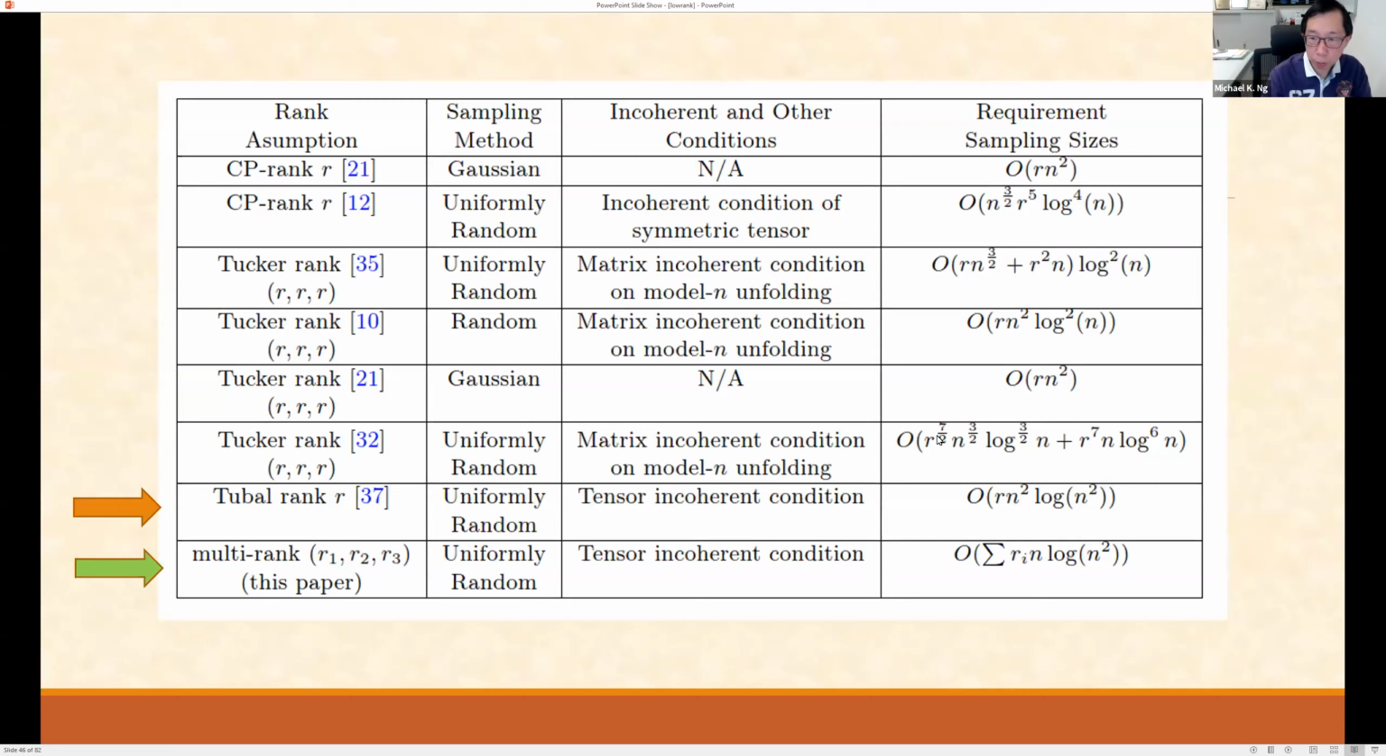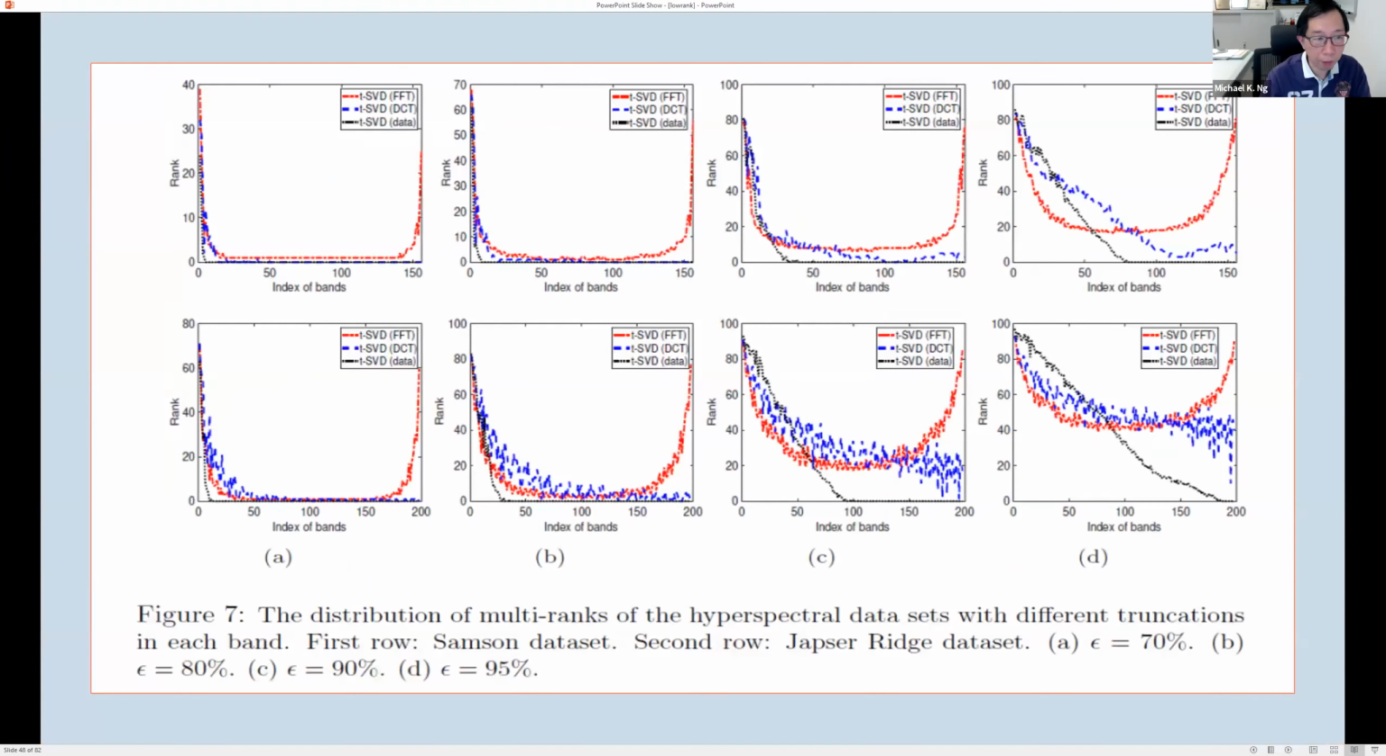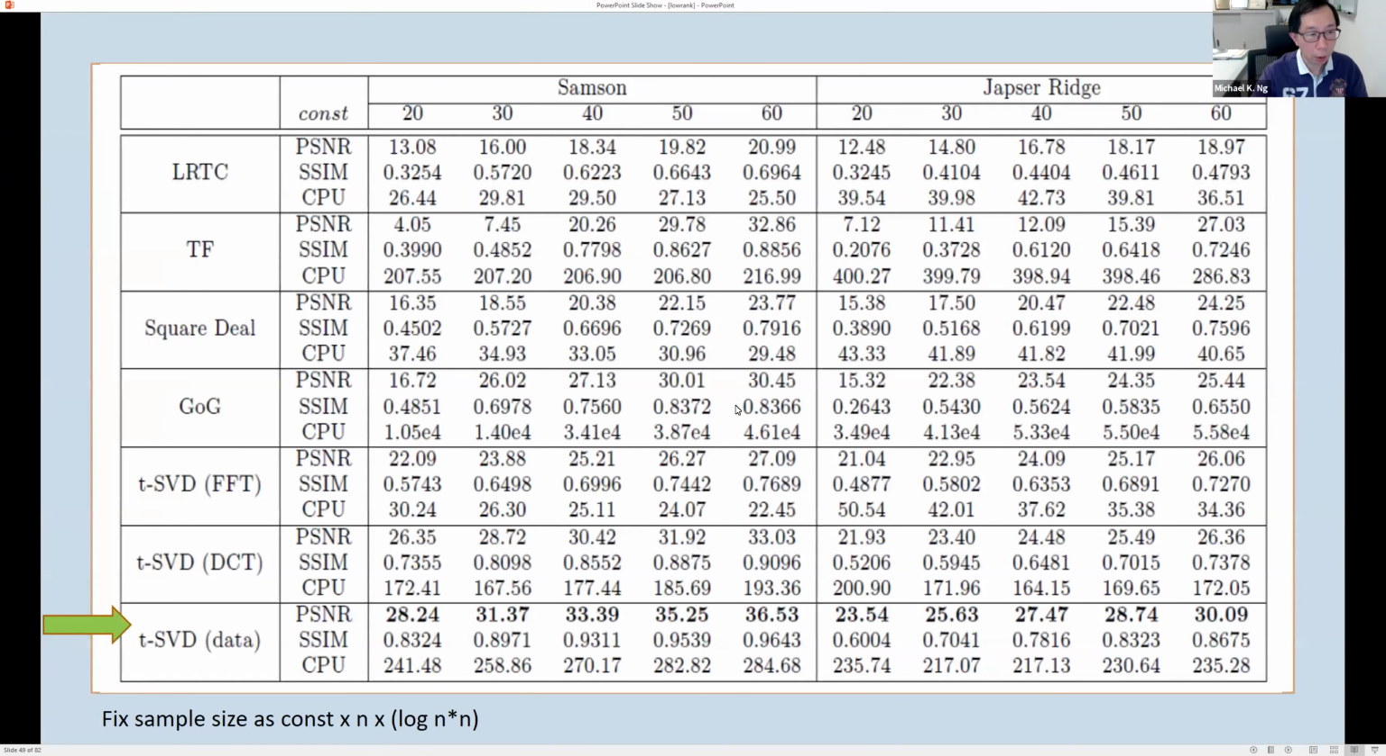But it turns out we find that the method requires a lot of computation time. Here we show you the time is quite high. But if you compare with the TSVD on our data-dependent transform, we are significantly smaller in time. Of course, at the same time, the PSNR is also much better compared with the other methods. So under this n log n squared sample size, we find that our method can be achieved.